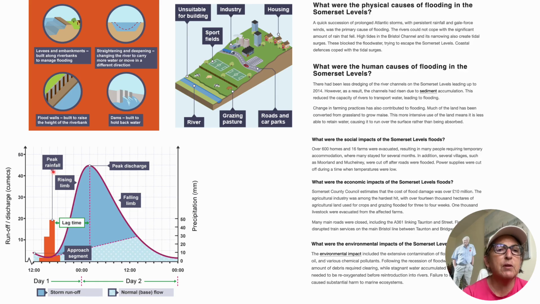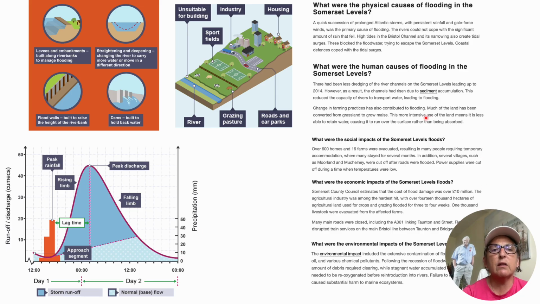The difference between the peak rainfall and the peak discharge is the lag time, which is the time it takes for the river to reach its peak after the peak rainfall. Okay, the shorter that time, the quicker the river is likely to flood, and it's described as being a flashy river. And then the falling limb is the river responding and going back to its normal levels after the event.